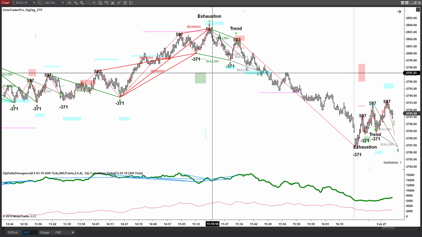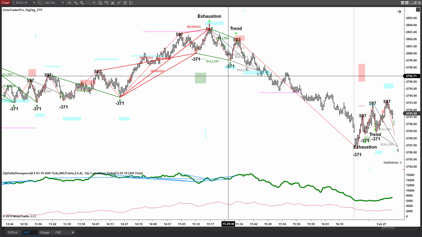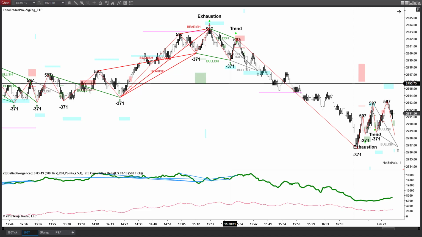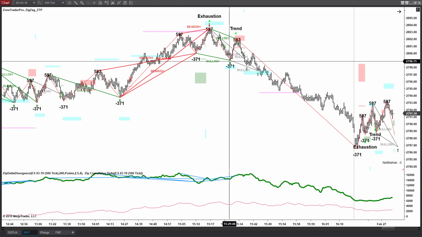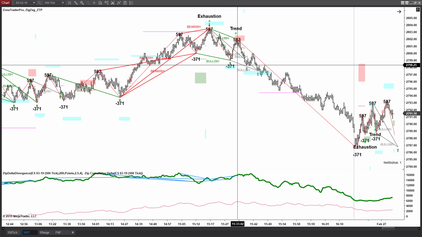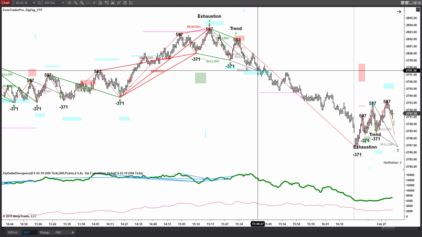The first minor change is something that ZoneTraderPro has as a philosophy, and that is that things don't disappear from my charts. So here you see that we have a gray line right here, and the gray line stops at this bar, indicating that this became non-divergent at this bar.